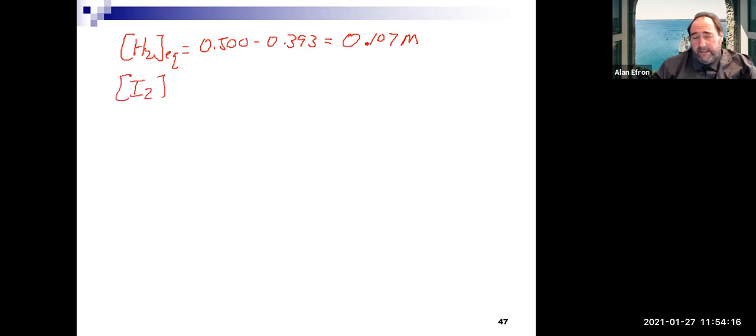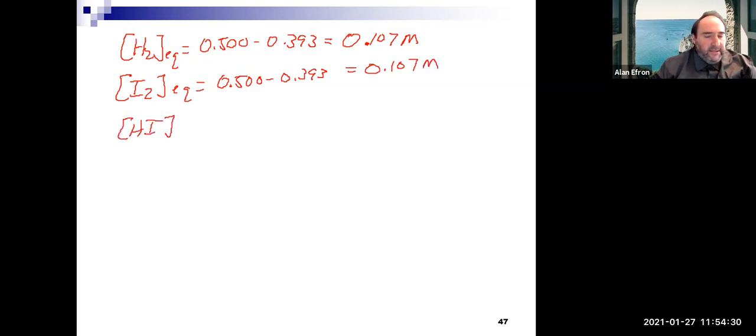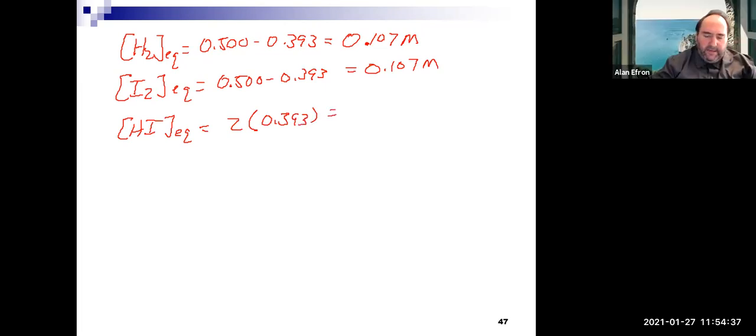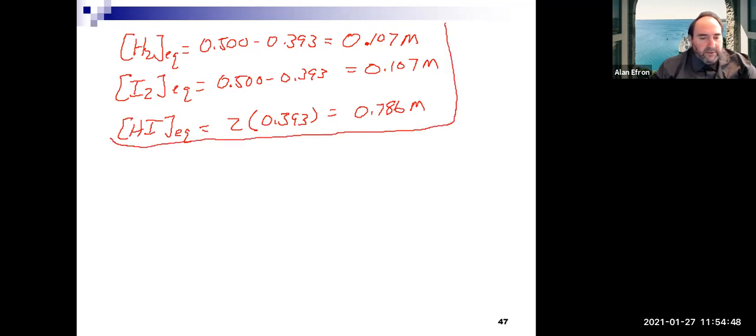I2 would come out exactly the same. Again, from the equilibrium line, 0.5 minus 0.393, going to give us 0.107. And lastly, our equilibrium concentration of HI in this case would equal 2 times x, which means 2 times 0.393. And that would get us 0.786 molar. And these would represent the equilibrium concentrations of each of these guys when this system actually does reach equilibrium.